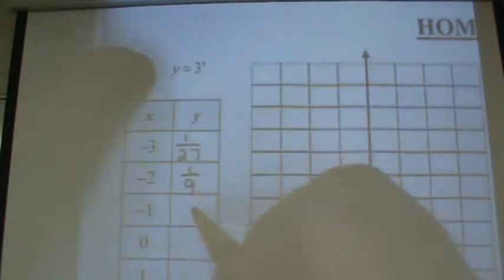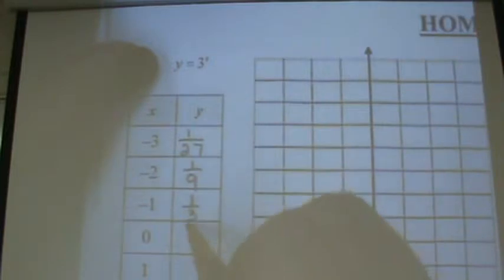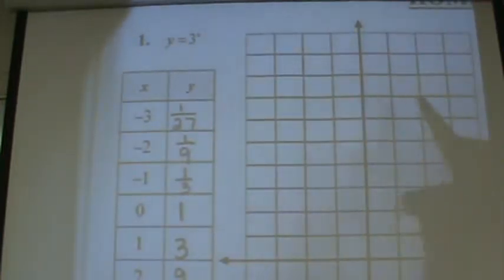How about 3 to the -2 power? 1/9. How about 3 to the -1? 1/3. 3 to the 0? 1, 3, 9. Some of these numbers are off the page. So how do you graph this first point? Over 3, up 1/27. Over 2. Yeah, that's really small.